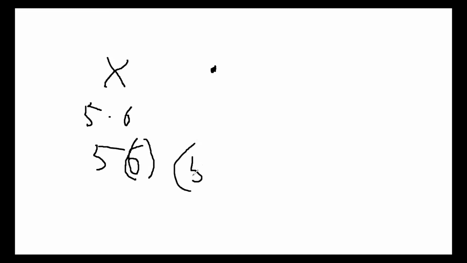So instead, we typically use the dot, like 5 times 6, or we use 5 and then parentheses 6. Or parentheses 5 times 6. Those are all the same.